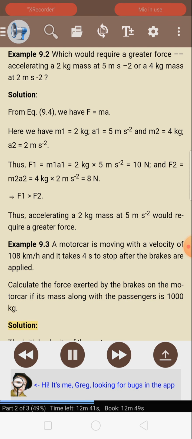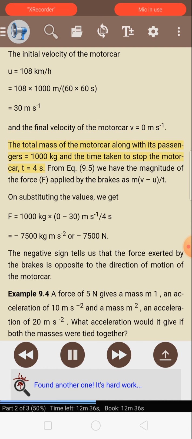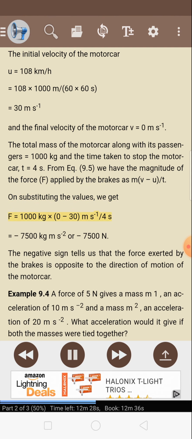Solution. The initial velocity of the motor car u equals 108 kilometers per hour, which equals 108 × 1000 meters / (60 × 60 s), equals 30 m s^-1. And the final velocity of the motor car v equals 0 m s^-1. The total mass of the motor car along with its passengers equals 1000 kilograms and the time taken to stop the motor car t equals 4 s. From Eq. 9.5 we have the magnitude of the force F applied by the brakes as m(v - u)/t. On substituting the values we get F = 1000 kg × (0 - 30 m s^-1)/4 s.